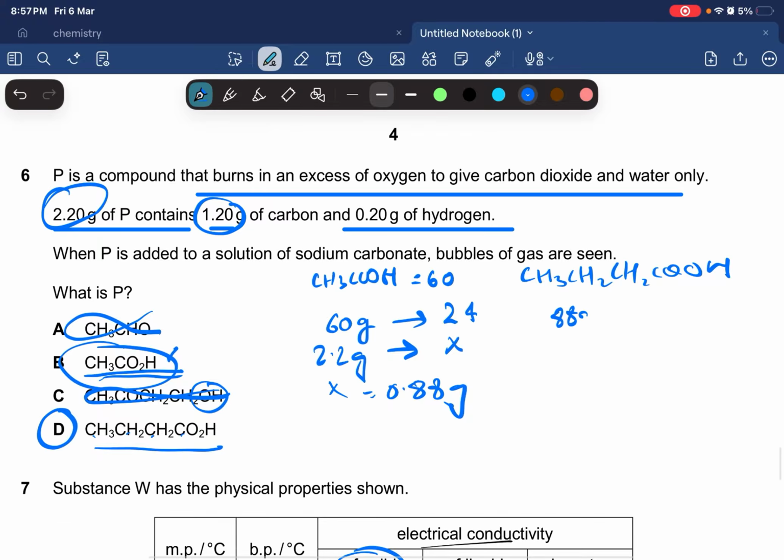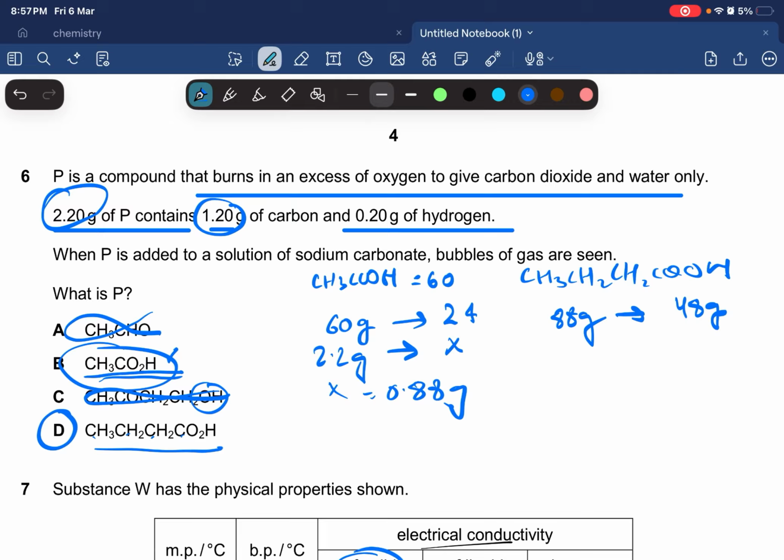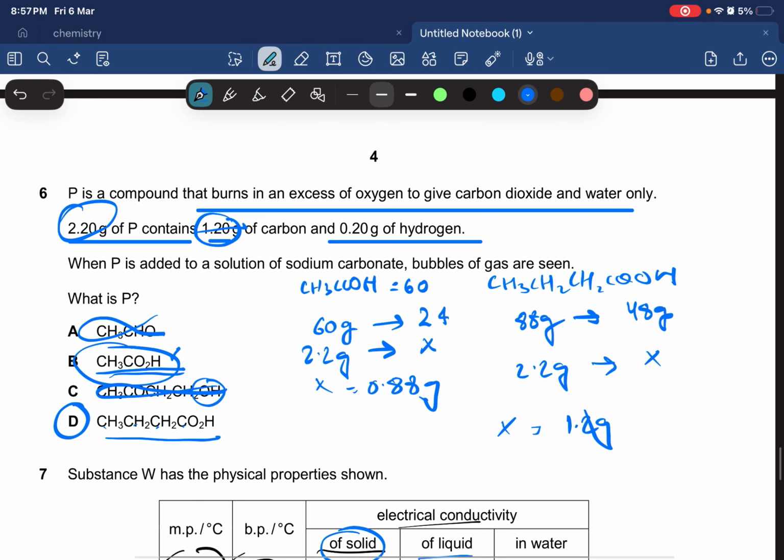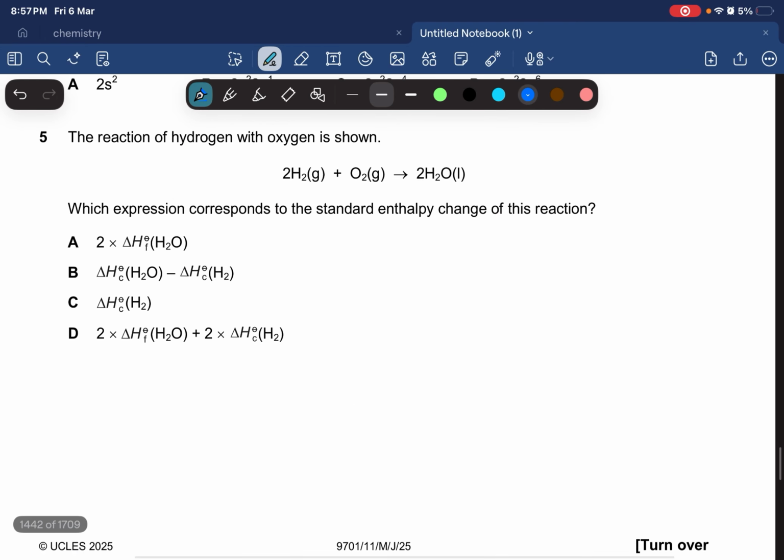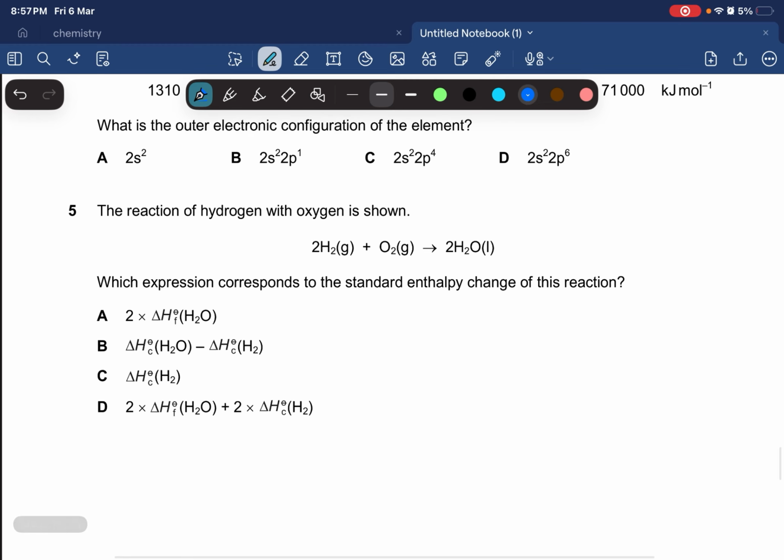So 88 grams of butanoic acid is going to give me 48 grams of carbon, right? Because the total mass of carbon is this. So if I have 2.2 grams of butanoic acid, it's going to give me X grams of carbon, and X comes out to be 48 times 2.2 divided by 88, and that exactly gives me 1.2 grams, which is this. You can check it for yourself. So first we shortlisted the acids, and then we just worked out with some simple moles. Not a difficult thing at all.